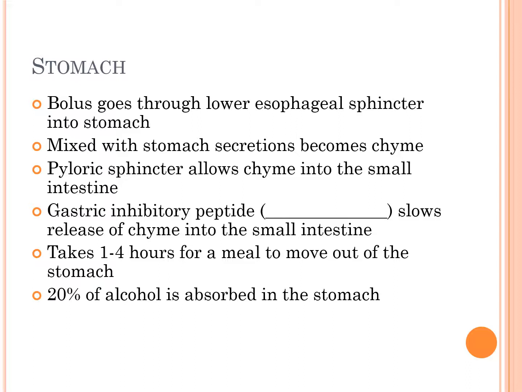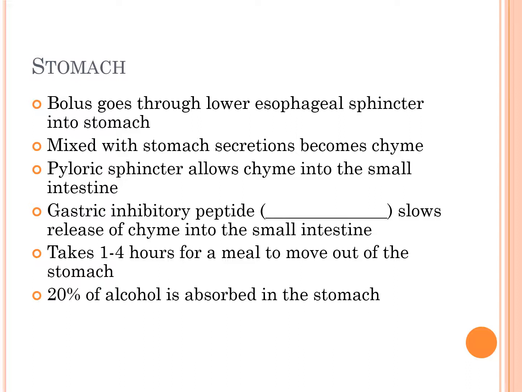So its job is to open, squirt about a teaspoon into the small intestine, close and pause a few seconds, and then repeat this until the stomach has a chance to empty. There actually is a little hormone here called gastric inhibitory peptide. Gastric inhibitory peptide is secreted by the digestive system, and it will slow the release of chyme into the small intestine.